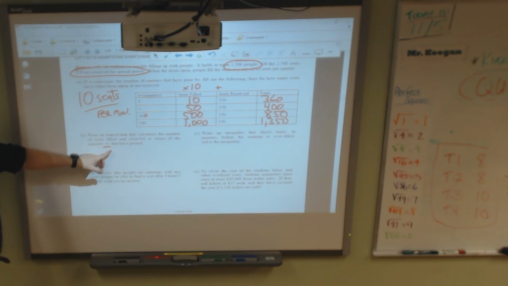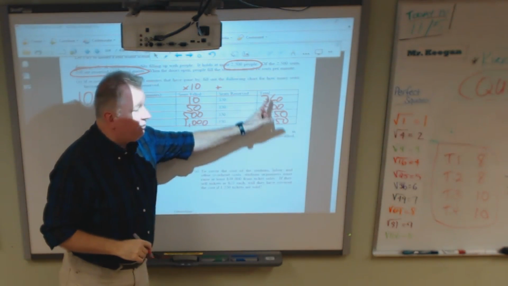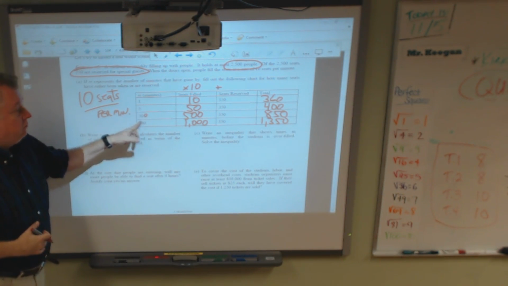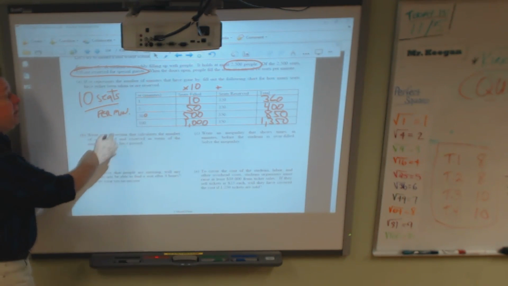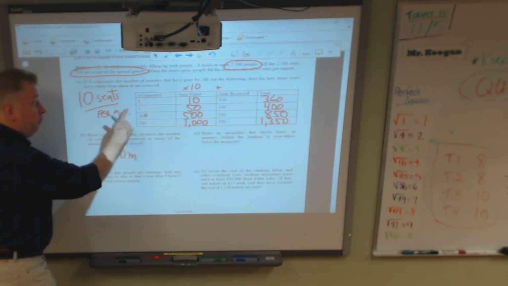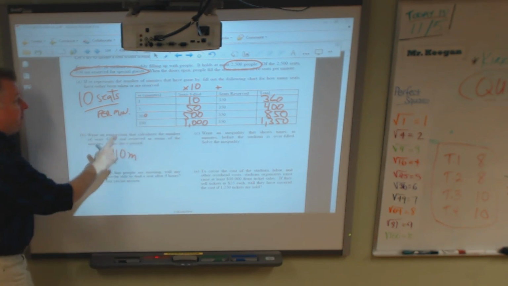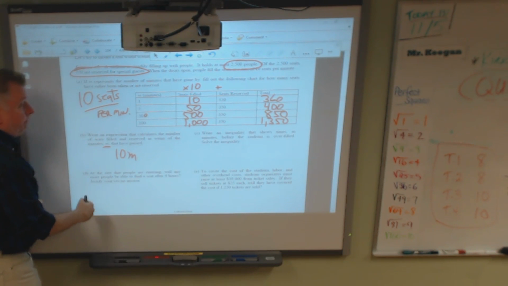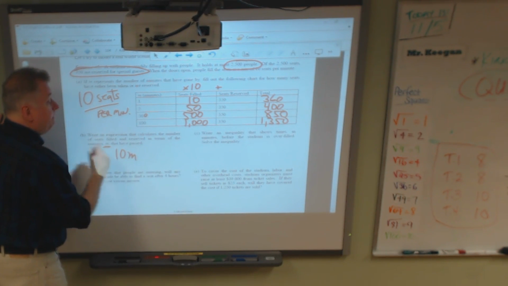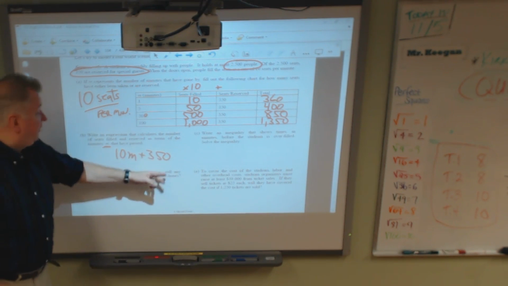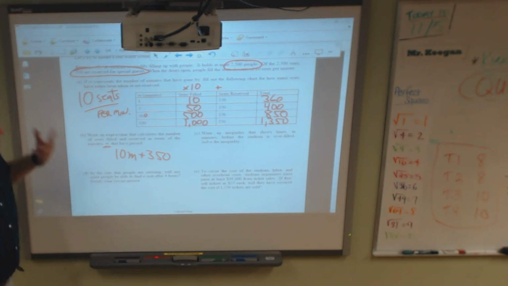So how can I write an expression that says for m minutes, this is how many seats have been filled? What did we do first with this number? If m is the number of minutes, 10m. Because we always multiply the number of minutes times 10, so 10m. And then what do we do with the 350? Add it. So that's your expression that represents how many seats have been filled after m minutes have gone by.